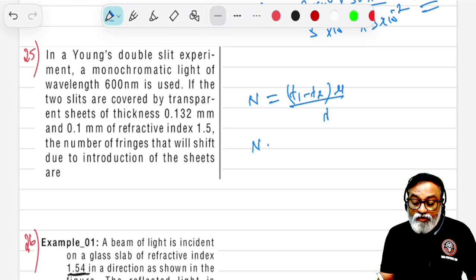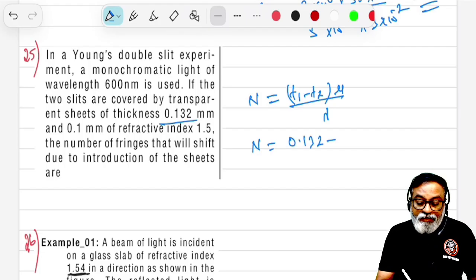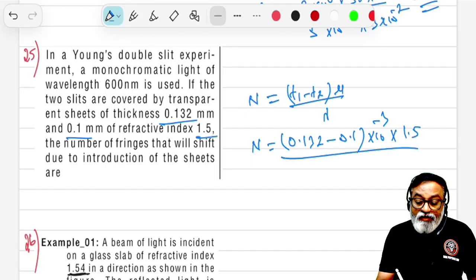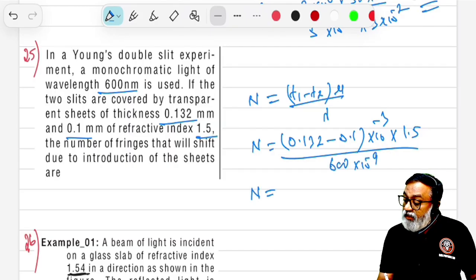Therefore, n is equal to t1, given as 0.132 minus 0.1 millimeter, therefore 10 to the power of minus 3. Refractive index is given as 1.5, divided by wavelength 600 nanometer, 600 into 10 to the power of minus 9. Therefore, here n we get 80.